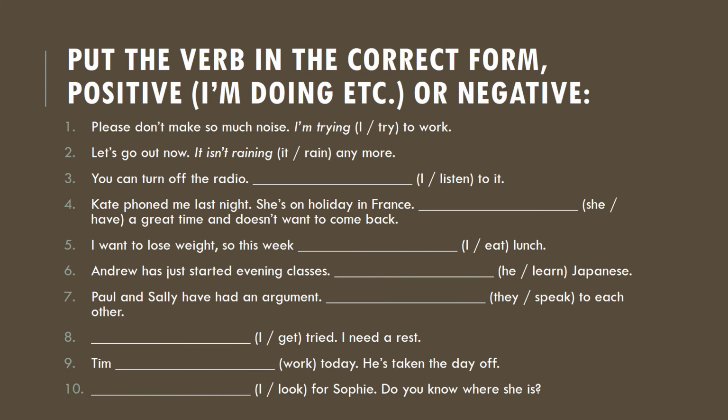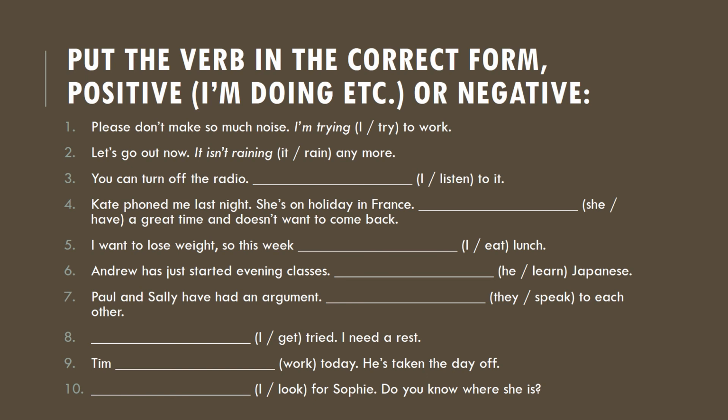Number 2, so you must pay attention to the whole sentence. Let's go out now. It isn't raining anymore. Now, if the sentence was, let's not go out now, it is raining now. Okay, or it's raining. So pay attention. Number 3, you can turn off the radio. I am not listening to it. Now, if the sentence was, you can't turn off the radio, I am listening to it. It requires positive.